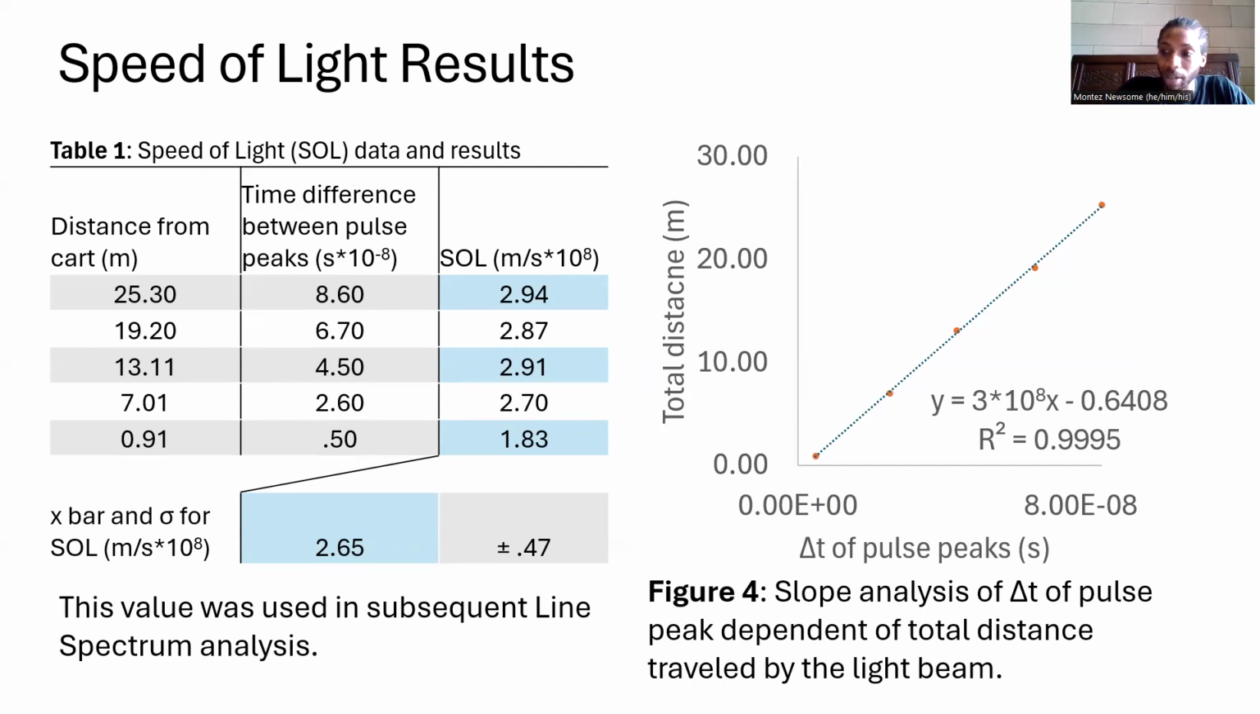Now, a different type of analysis was done to find the speed of light, and that was done by a slope analysis generated with an Excel plot. So you can see that on the y-axis we have total distance, and on the x-axis we have change of time of pulse peaks in seconds. And it's found that the speed of light was 3.10 times 10 to the 8.